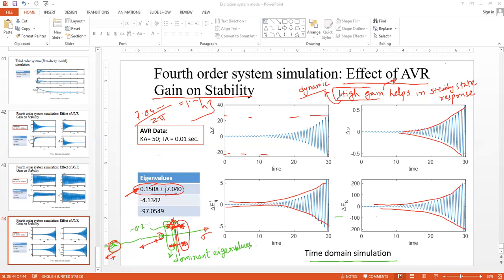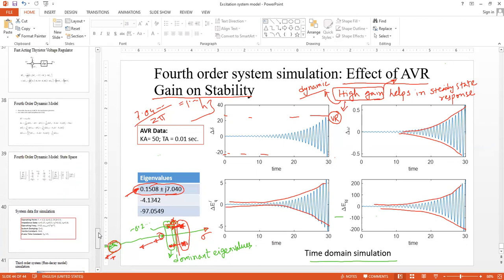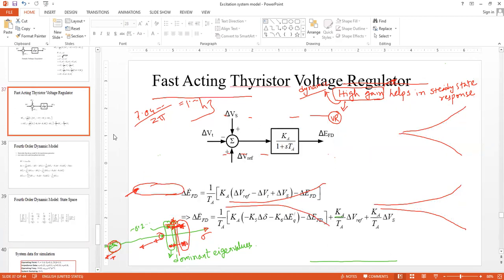So first of all, why do we need high gain? High gain is because this gain is actually the gain of the voltage regulator, and it amplifies the error that is being generated. So to get rid of the error as quickly as possible, if you look at the error that is generated, the gain we're talking about is this. It is located over here. This is the gain block. Okay, so you're talking about this.